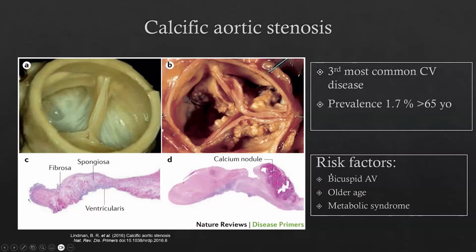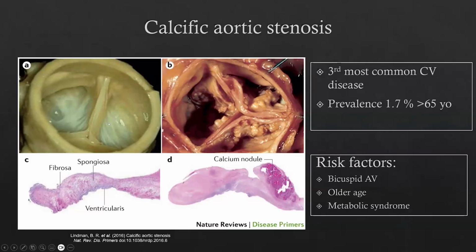calcific aortic stenosis. Some risk factors include bicuspid aortic valve, and those patients tend to get calcification at a much earlier age. Age itself is a huge risk factor. So the older you are, the more risk you have of developing calcific aortic stenosis. And metabolic syndrome also is implicated, in a similar pathophysiologic manner as coronary artery disease occurs.